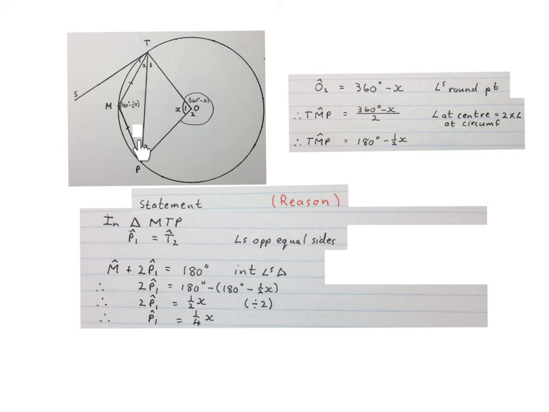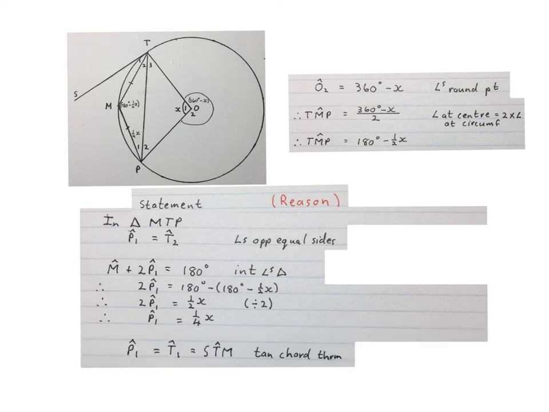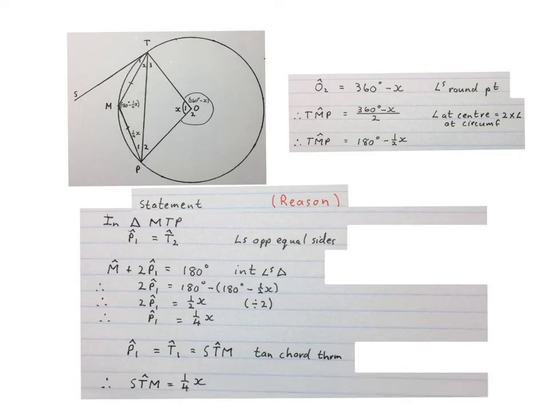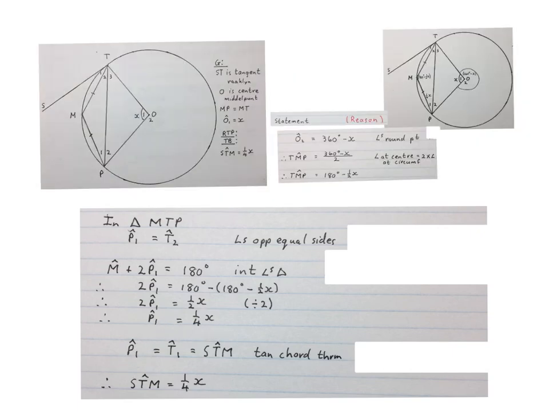That's the angle over there at the white block. So we can write it in. That angle is a quarter x. Then we may write angle P1 is equal to angle T1, which is the angle STM they asked us. We use the tan chord theorem. So in other words, that angle is equal to that T1 over there, tan chord theorem. And then you can just write angle STM is a quarter x. The STM is the same as the P1, and the P1 was a quarter x. Please stop the video and try and understand how we got from this question through this reasoning to this answer.